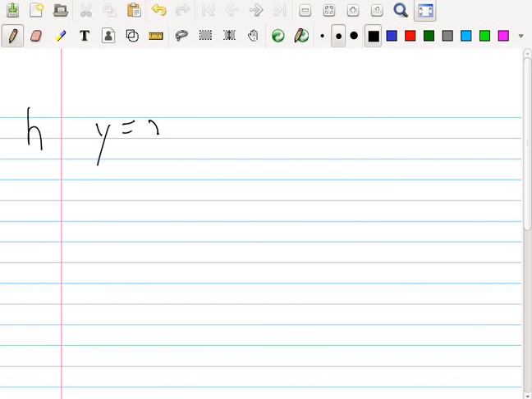Y equals x cubed plus 3x squared minus 9x minus 27. That's right, Joe? Now what we're going to do is x cubed plus 3x squared minus, yeah?